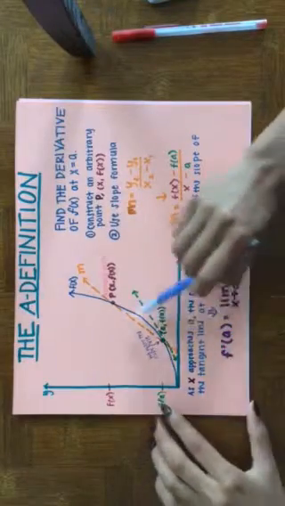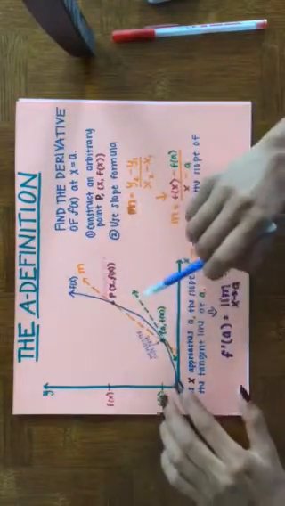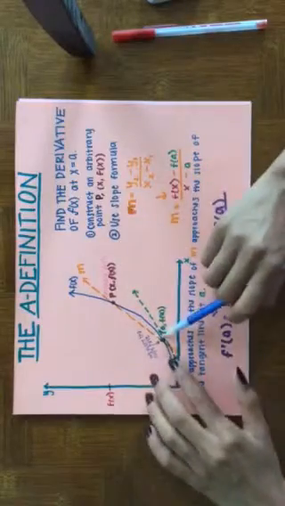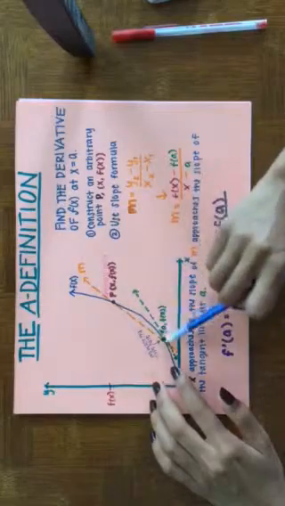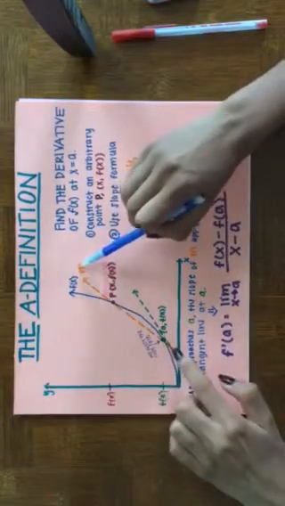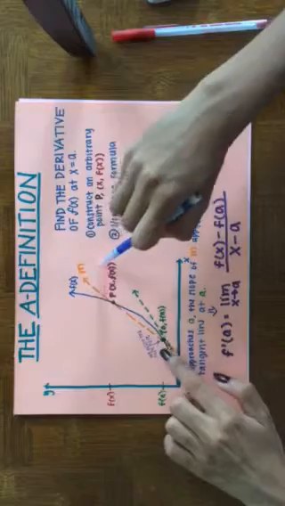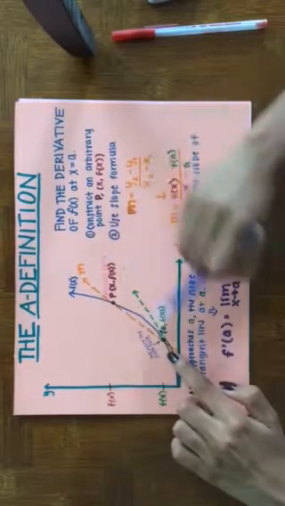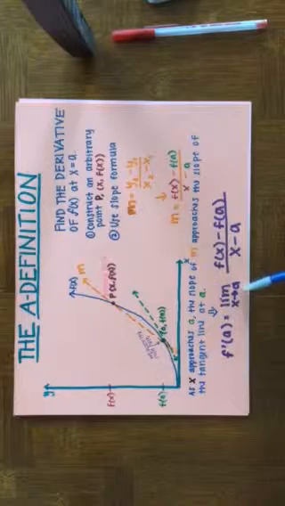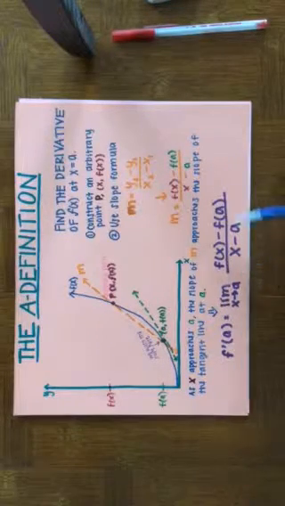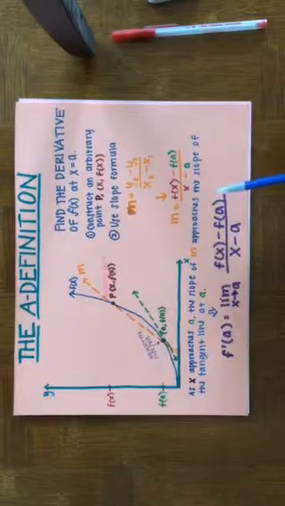This gives you the average rate of change between the two points, but we want the instantaneous rate of change at this point. So as x approaches a, the slope of this line, m, approaches the slope of the tangent line at a. So the definition is f prime of a is the limit as x approaches a of f of x minus f of a all over x minus a.